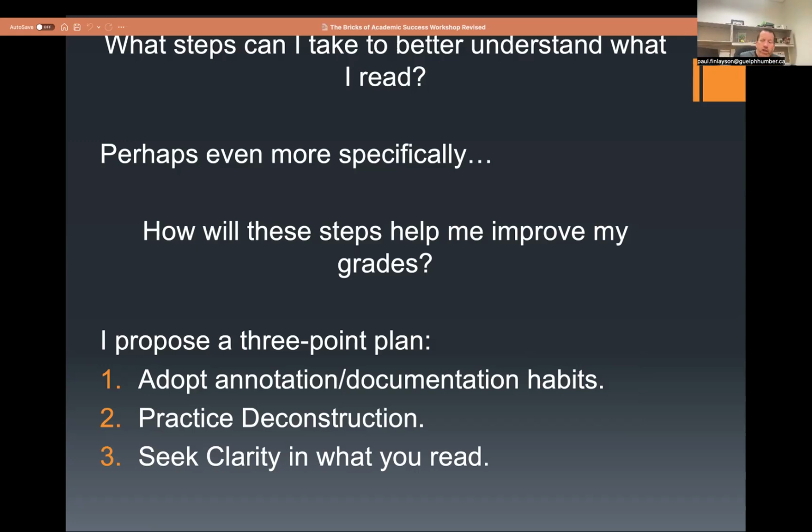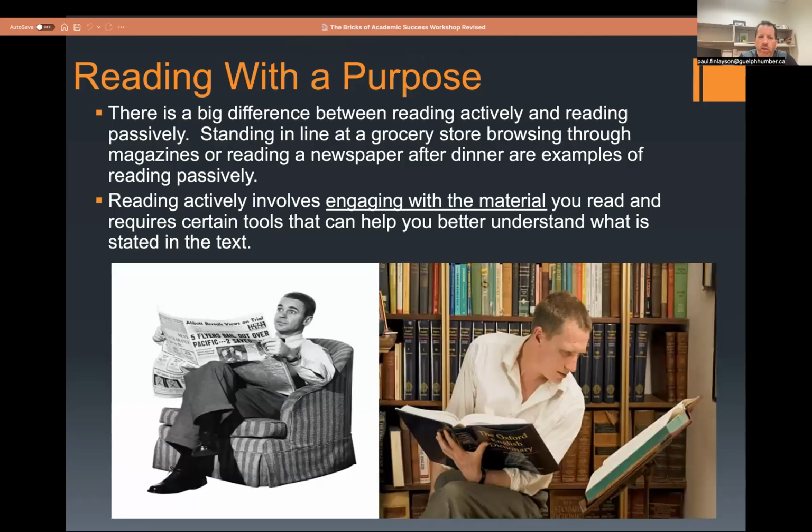So annotation, documentation, practice deconstruction, seek clarity. We're going to go through those 3 points. There's a big difference between reading actively and passively. What does passively mean? You're not really into it. If you're leaning back and relaxing like this, you're probably passively reading. We can even tell how engaged someone is by their posture. If someone's sitting straight up and leaning forward, they're probably into it. If they're leaning backward, they're probably not into it that much.